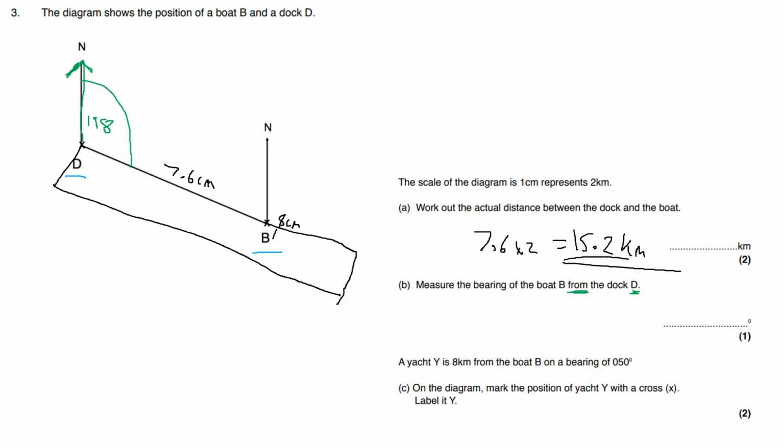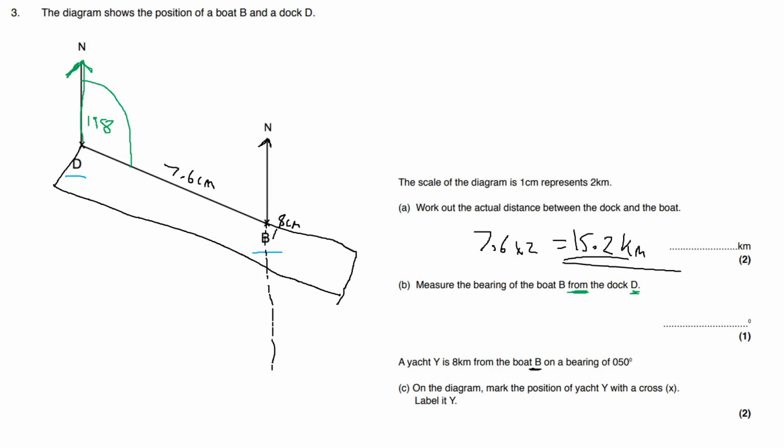What about something like this? This time we're told that a yacht Y is 8 kilometers on a bearing of 050. So how are we going to do that? Well, the first thing we're going to do is we're going to extend this north line, right? Because it's from the boat B. So we're going to extend the line.